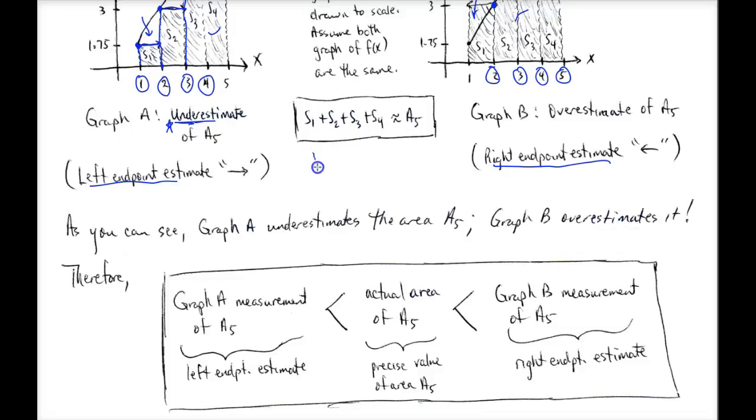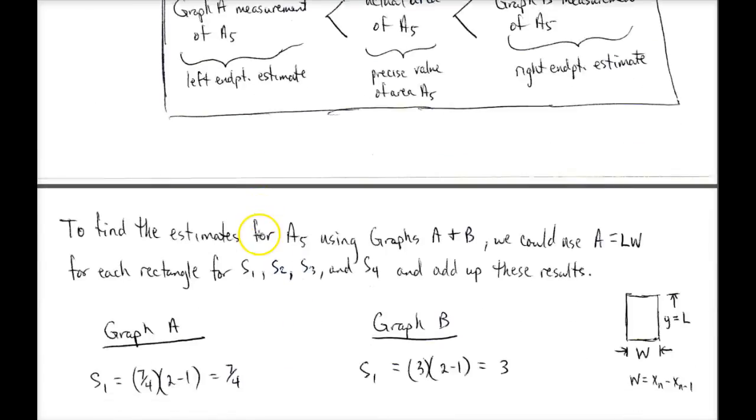If we did just the opposite, if we had a parabola that was opening up, then our left endpoint estimate would be the overestimate and the right endpoint estimate would be the underestimate. So I don't want you to think that left endpoint estimates are always underestimates and right endpoint estimates are always overestimates. That's not always true. It really does depend upon the profile and concavity of the function itself. All right, so let's move on here.